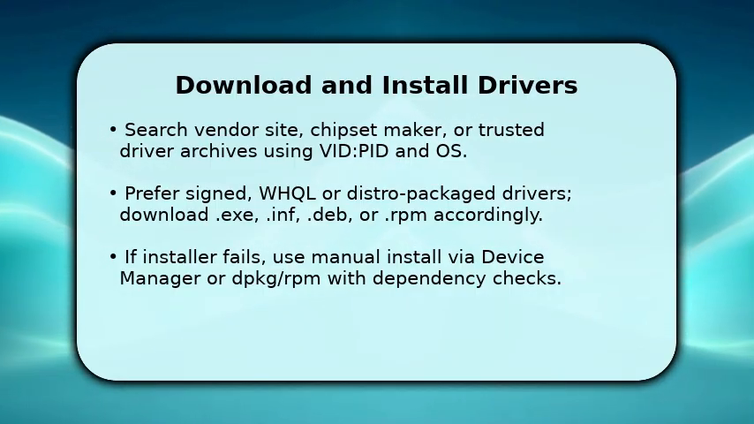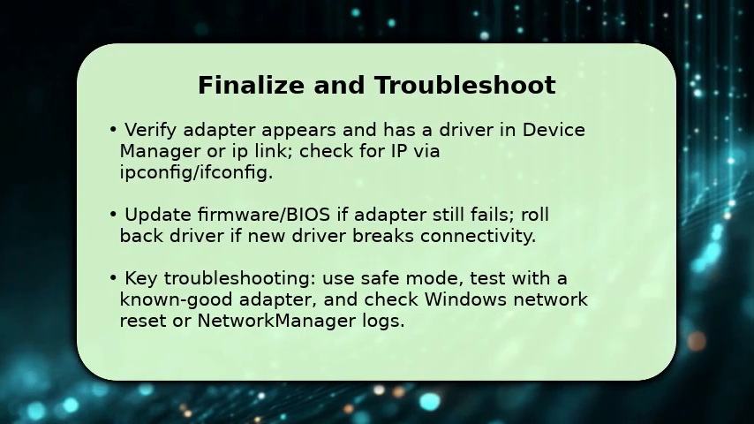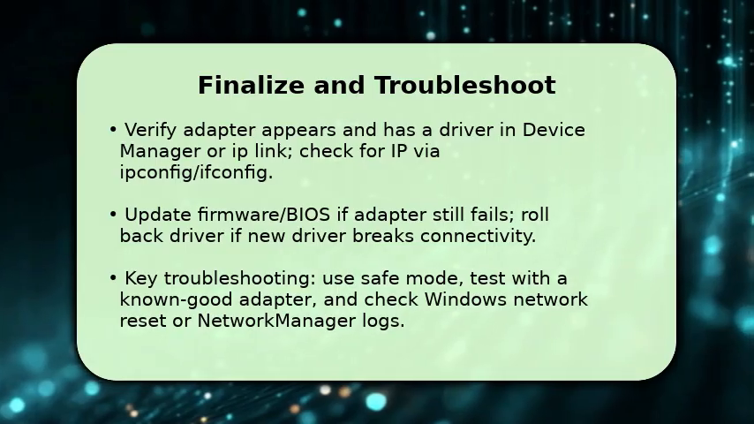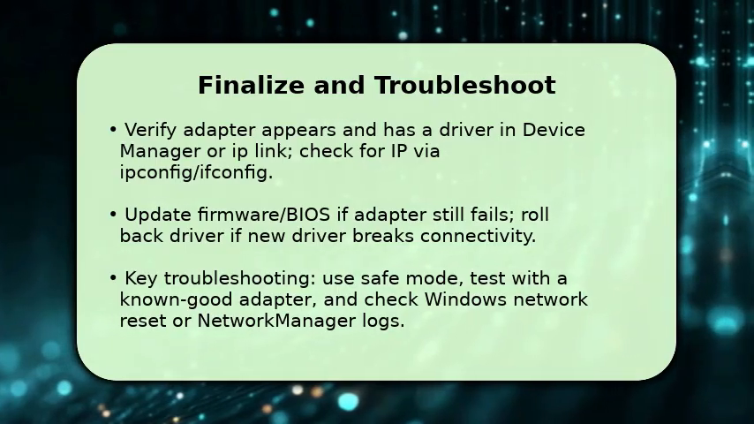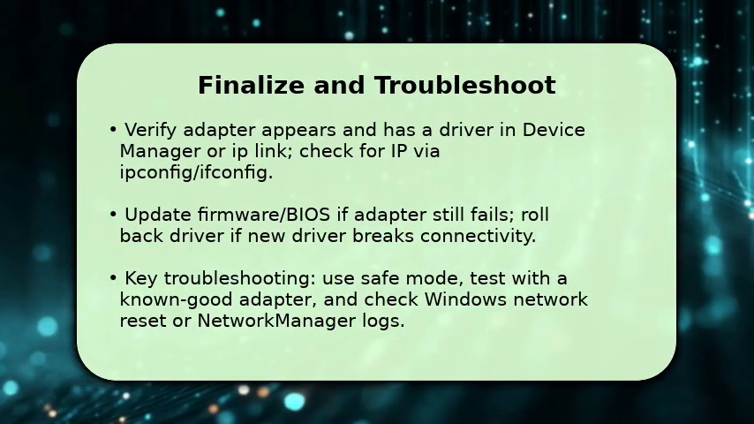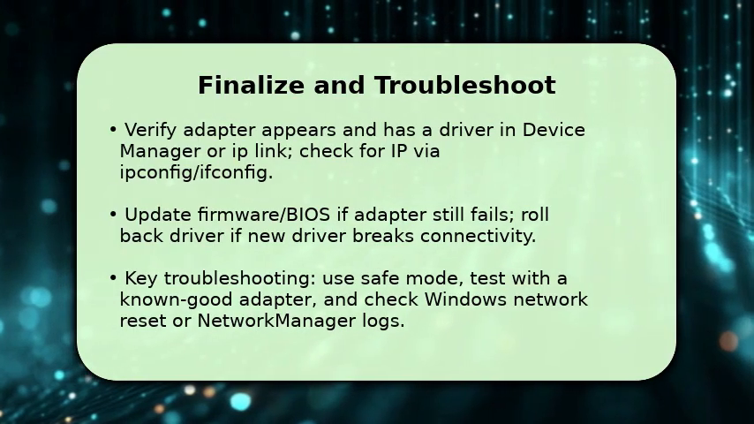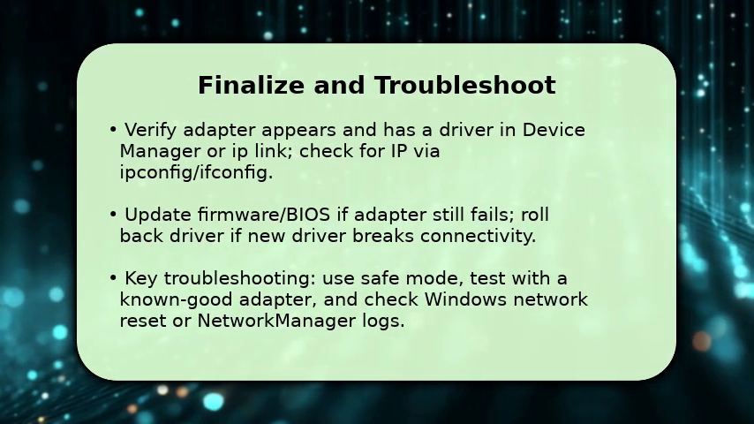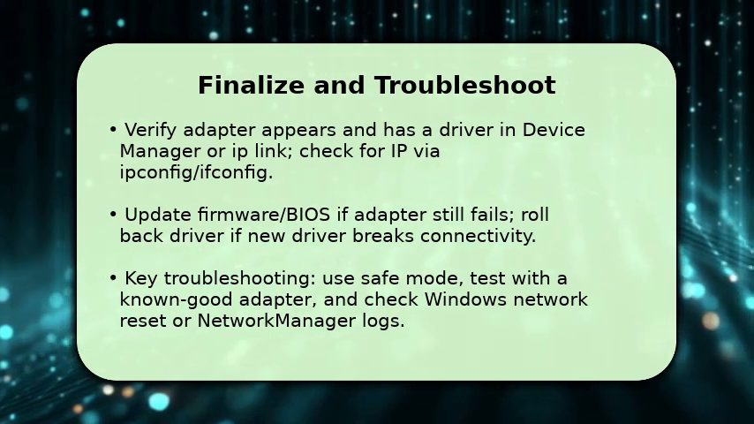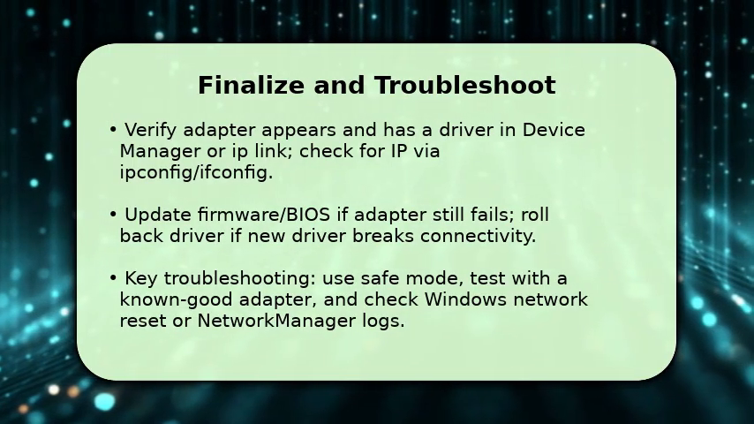On Windows, check Device Manager and run ipconfig. On Linux, check ip link and journal or Network Manager logs. If the adapter remains missing, update BIOS/firmware or roll back the driver you installed. Try safe mode or a known good USB/Ethernet adapter to isolate hardware versus software faults. As a final tip, use Windows Network reset, or purge and reinstall Network Manager on Linux. If that fails, collect logs and vendor support-ready info before contacting support.